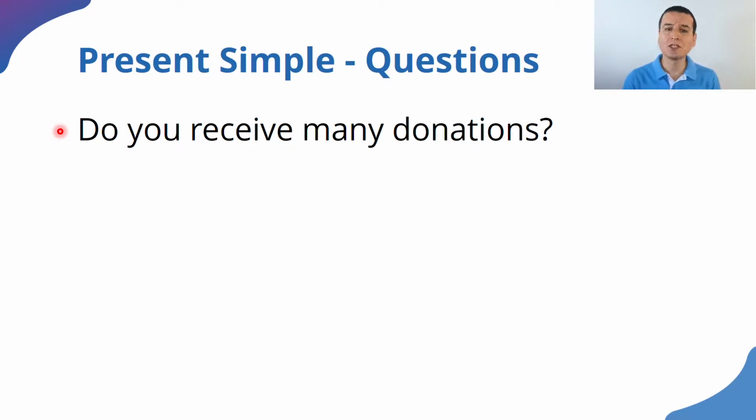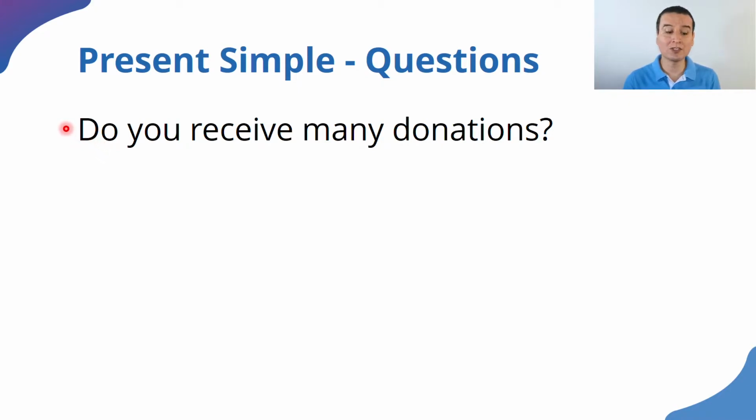Look at this one. Do you receive many donations? So as you can see, this is a question about something that may happen habitually, like receiving donations. As you can see, the question starts with do. Do is the auxiliary that we need to indicate that that is a question in the present simple. In English, we don't use a question mark at the beginning of the sentence, but we usually start the sentence with an auxiliary. An auxiliary always goes at the beginning. All right. Do you receive many donations?